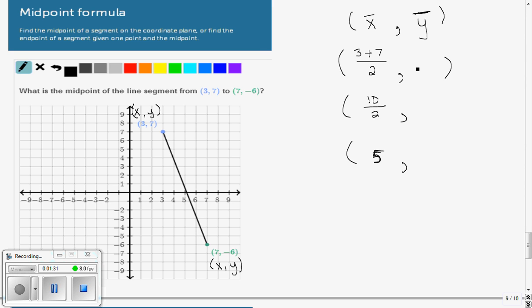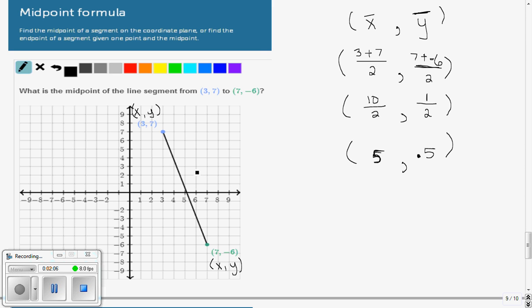I'm going to do the same thing with my y values. I have two y values from my two endpoints. My first y value is 7. My second y value is negative 6. Be very careful. We always add, so it's 7 plus, and then whatever the y value is, in this case negative 6. So 7 plus negative 6 is positive 1. I'm going to divide that by 2. We could leave it as a fraction, or write it as a decimal. It's going to be 0.5.